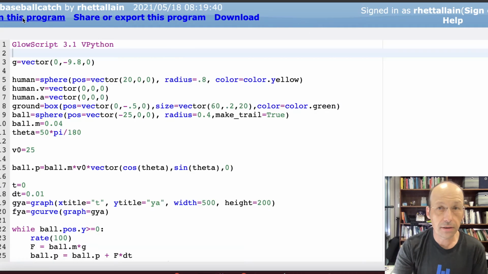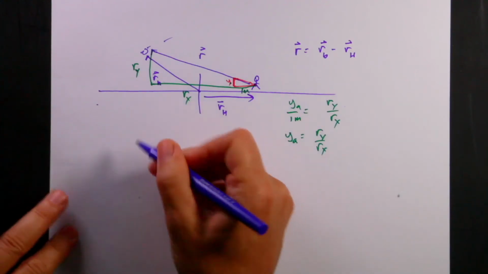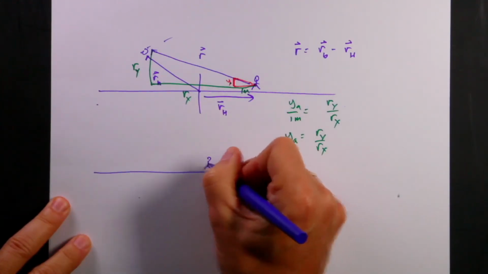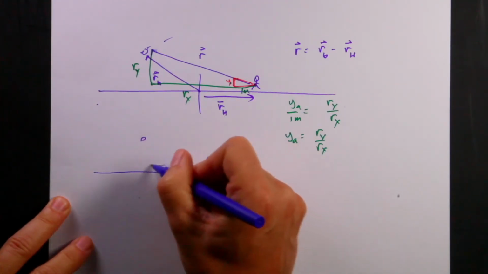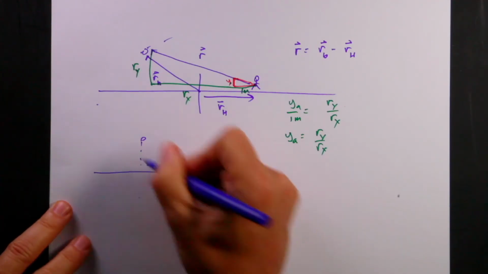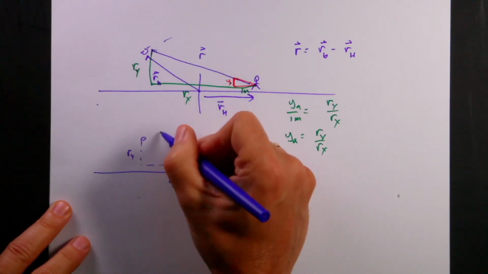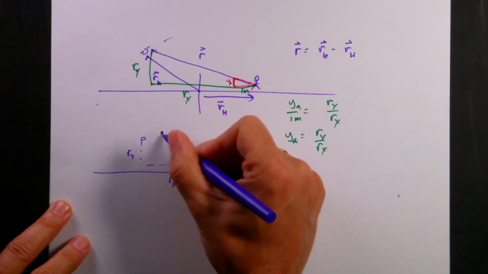Okay, so let's go back over to the paper and think about this. So here is my ball. Here's my human. And here's my ball. And so I can calculate Rx and Ry, and that's my Rx, Ry. That gives me my apparent position. And then a little bit later, it's going to be right here, and so I have a new apparent position.